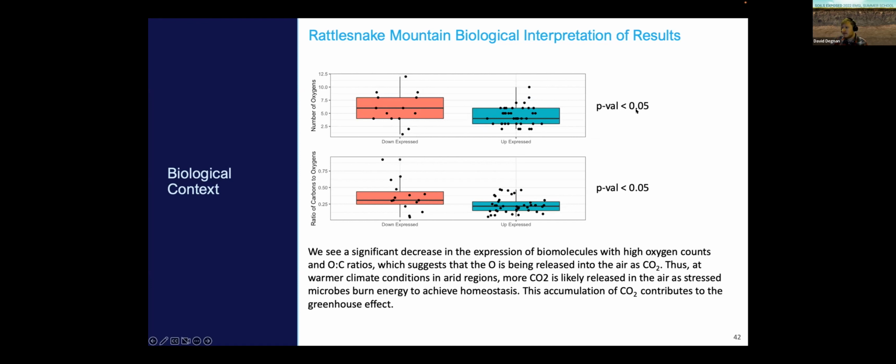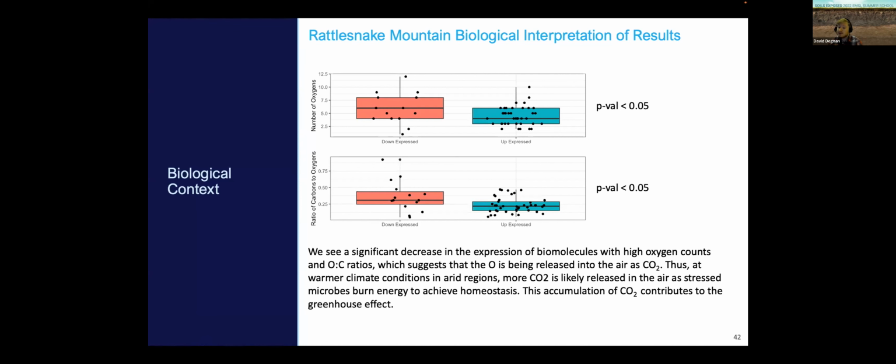And so you could do a p-value, you could do a Kruskal-Wallis test, which is non-parametric, to see if there's a difference between both of those groups. And you could do the same on the ratios of carbons to oxygens. You don't want to do a t-test here because this is not parametric, it's not normal, it's not continuous. This is count data, and then this is ratio data. So a t-test is not appropriate in this case, but you can use Kruskal-Wallis to see if there's a difference between those two groups.